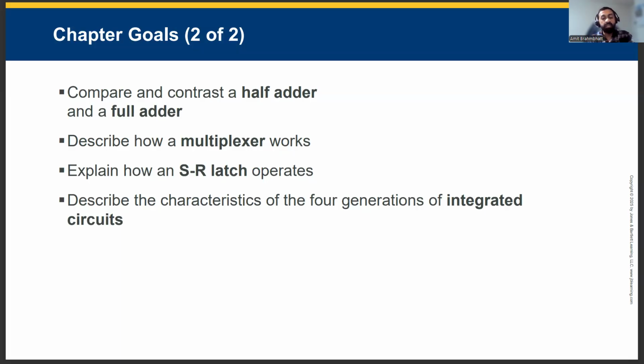These objectives connect theory to hardware you can buy, and they set up later topics like arithmetic logic units, registers, and memory systems.